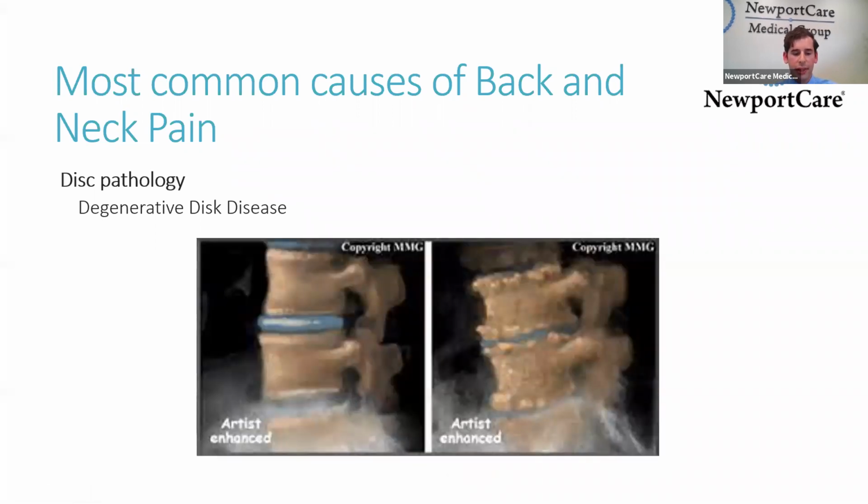And that's demonstrated by this image here. We can see the loss of the blue appearing disc in a normal spine into a degenerative spine here. And that's because, again, we've lost that shock absorption effect that the discs have. So then the bones start to rub against each other and they lose that smooth appearance that they typically have. And this is called osteoarthritis.